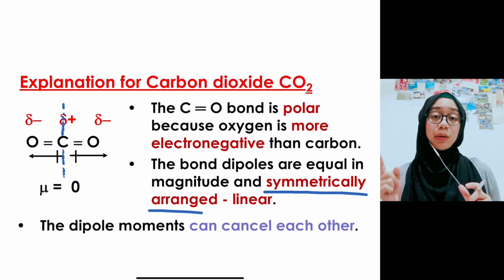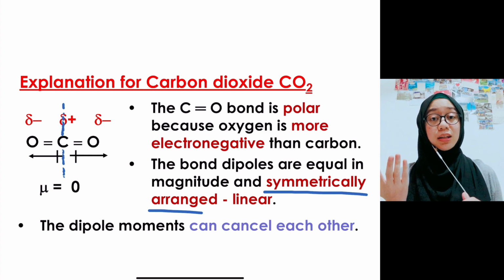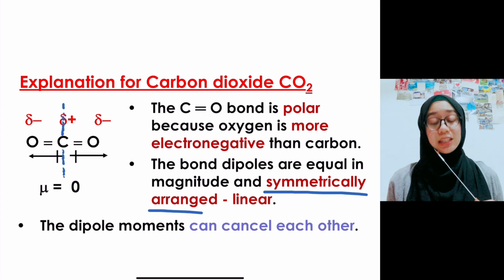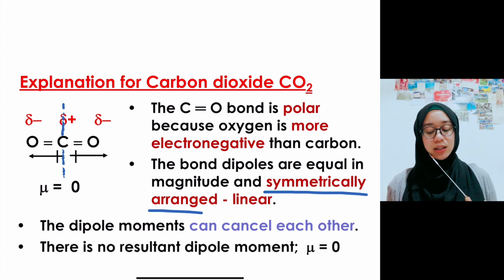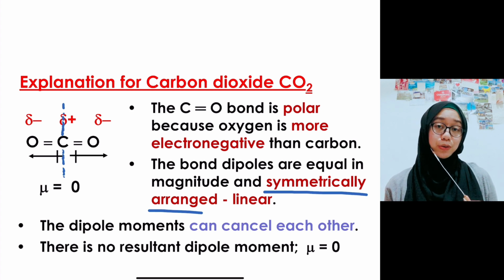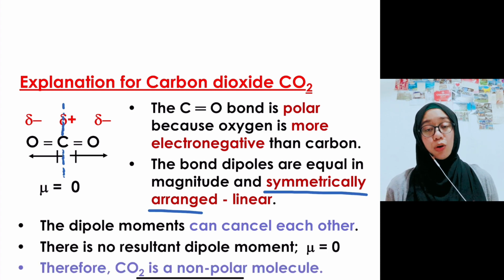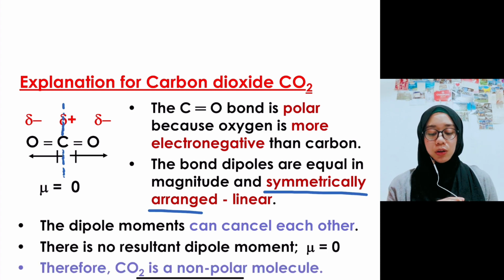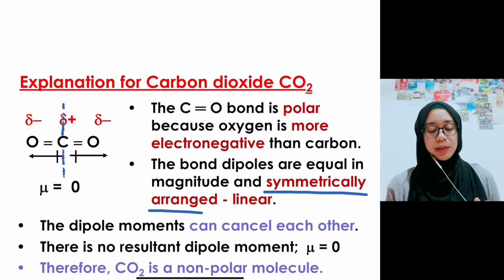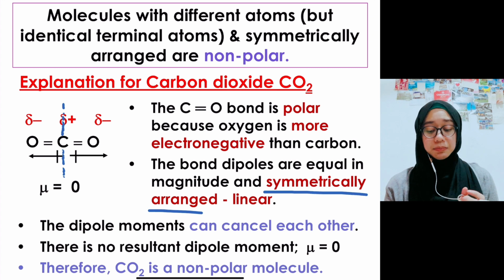So bila dipole moment boleh cancel each other, so apa yang berlaku? What happened to the mu then? Resultant dipole moment. Kita akan dapat 0. So there is no resultant dipole moment ataupun the resultant dipole moment is 0 untuk kita punya CO2. So that is why CO2 is a non-polar molecule. Okay, so this is the case bila kita tengok molecule with different atom.